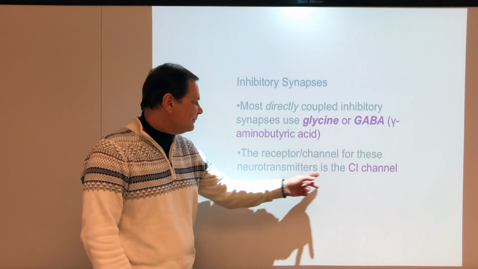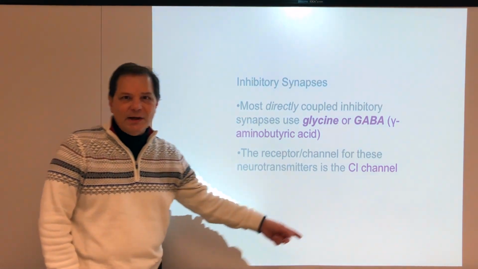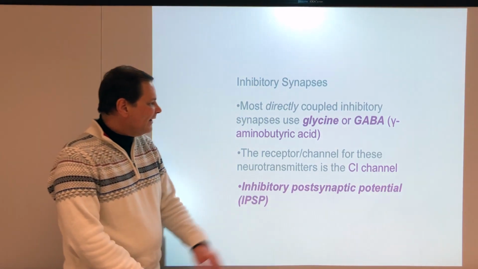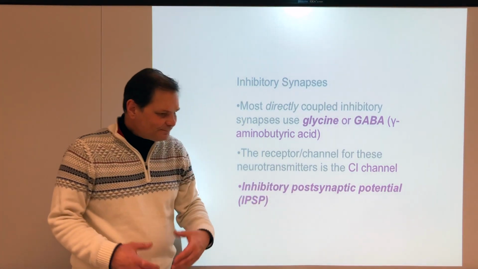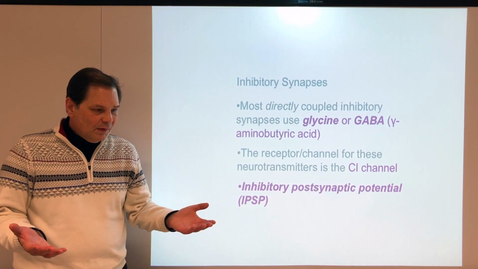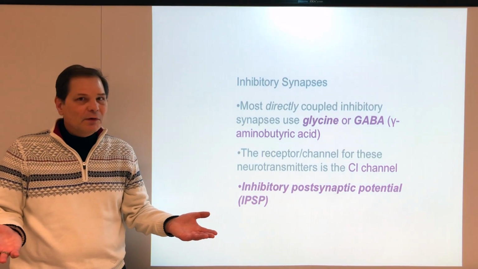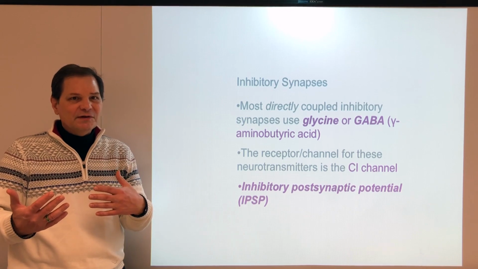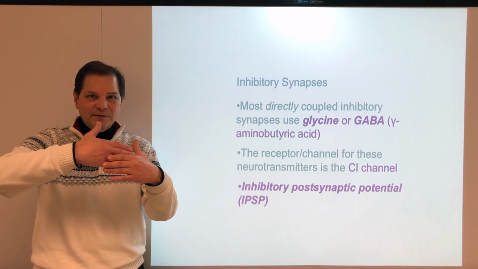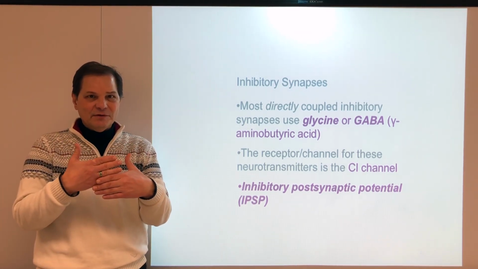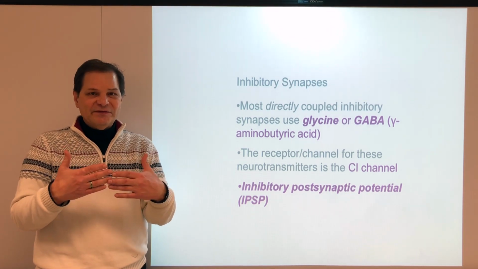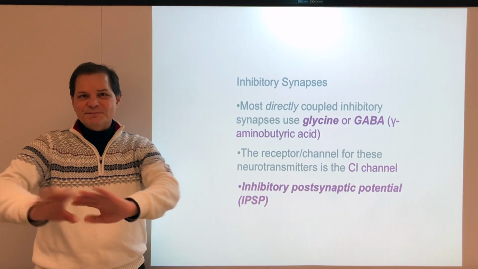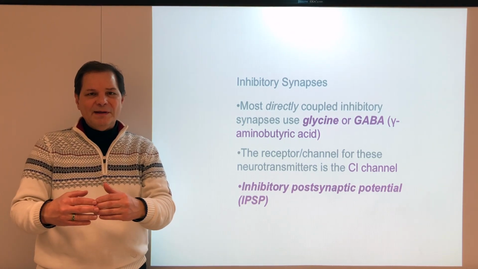Receptor/channel for these neurotransmitters is the chloride channel, okay? So the reason why this works, as you guys know now, chloride isn't actively transported. So it kind of flows with the membrane voltage. If the membrane voltage is more positive, chloride will accumulate in the cell because it's attracted to the positive charge. If it's more negative, let's say at rest, then there'll be less chloride because the negative charge is pushing the chloride away and keeping it out.